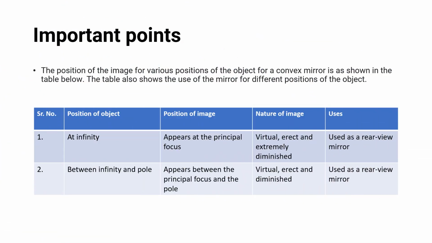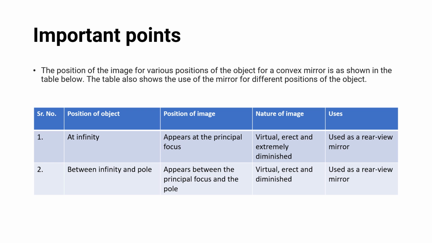The position of the image for various positions of the object for a convex mirror is as shown in the table below. The table also shows the use of the mirror for different positions of the object. So if the position of the object is at infinity, then the image will appear at the principal focus, and the nature will be virtual, erect and extremely diminished. The uses will be in rear view mirrors.